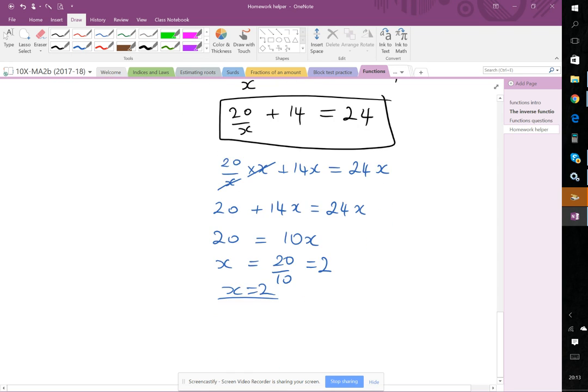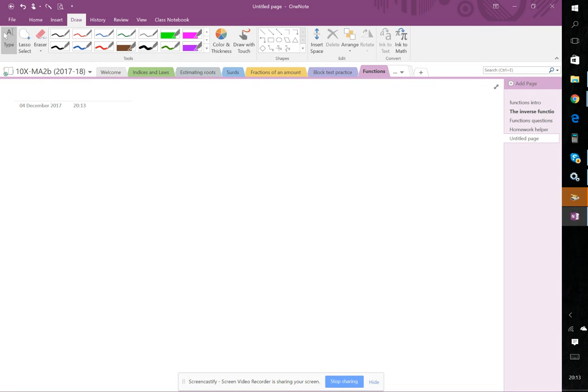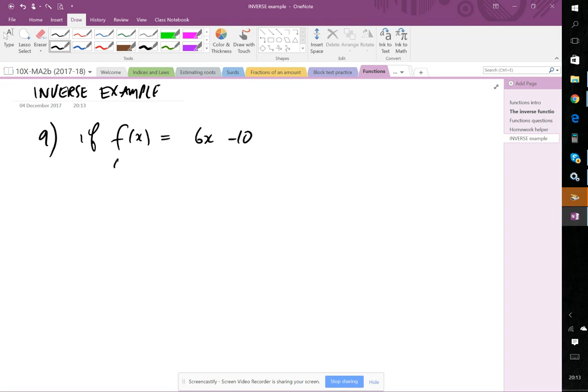Now the other thing that you need to know is finding an inverse. So I'll quickly remind you of how to find an inverse. Let's have a look at, for example, question 9. Question 9 says, if f of x equals 6x minus 10, and g of x is 2x, find a) f to the minus 1 of x.